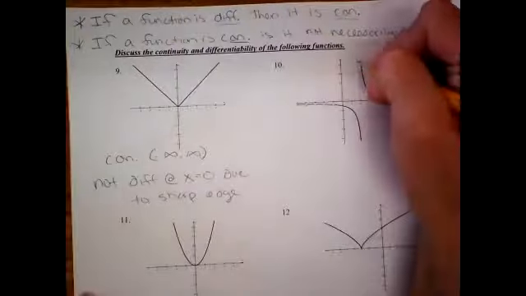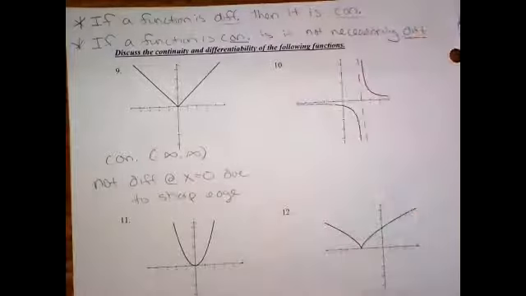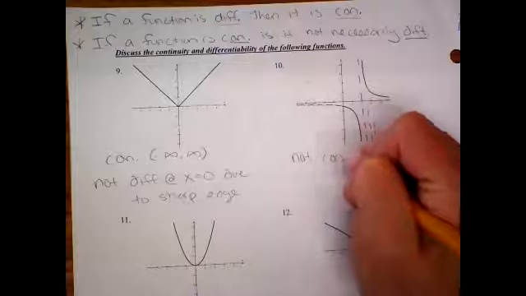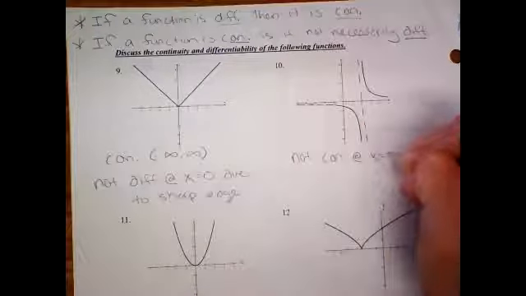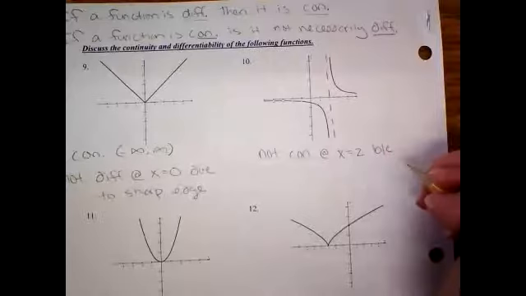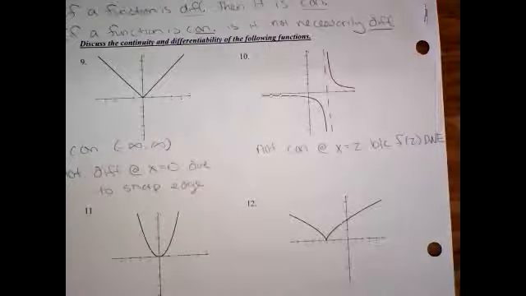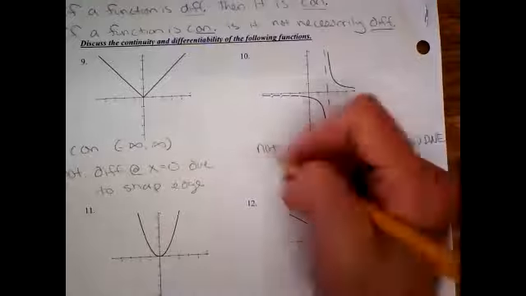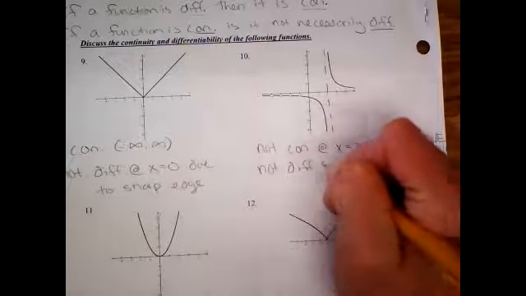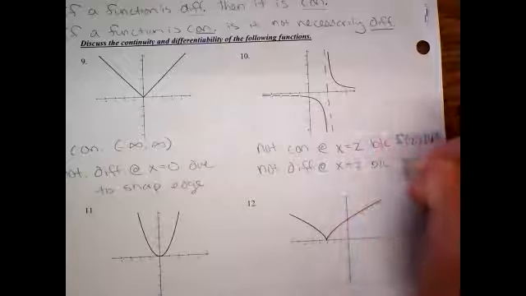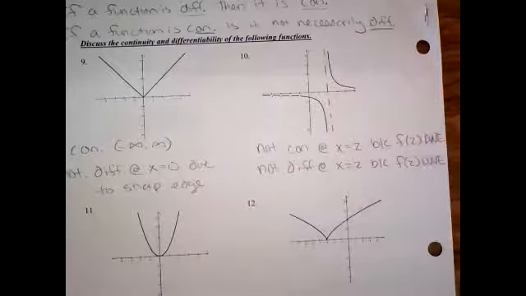All right, number 10, is this function continuous? No, we are not continuous at x equals 2. I'm going to use the formal notation because f of 2 does not exist. Sometimes they won't take it if you just write asymptote. They want the formal notation, which is actually shorter than spelling out asymptote. And then we're not going to be differentiable for the exact same reason. Not differentiable at x equals 2 because f of 2 does not exist.